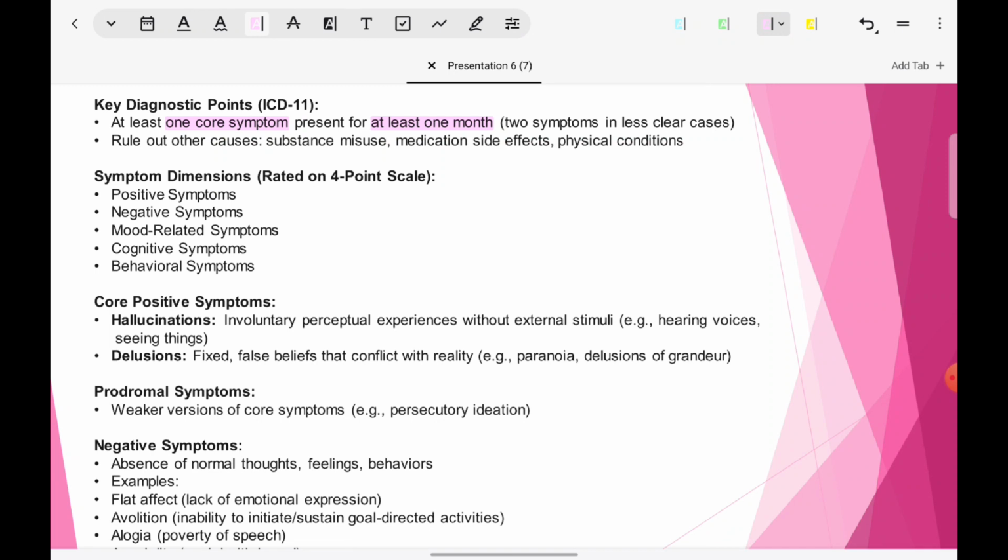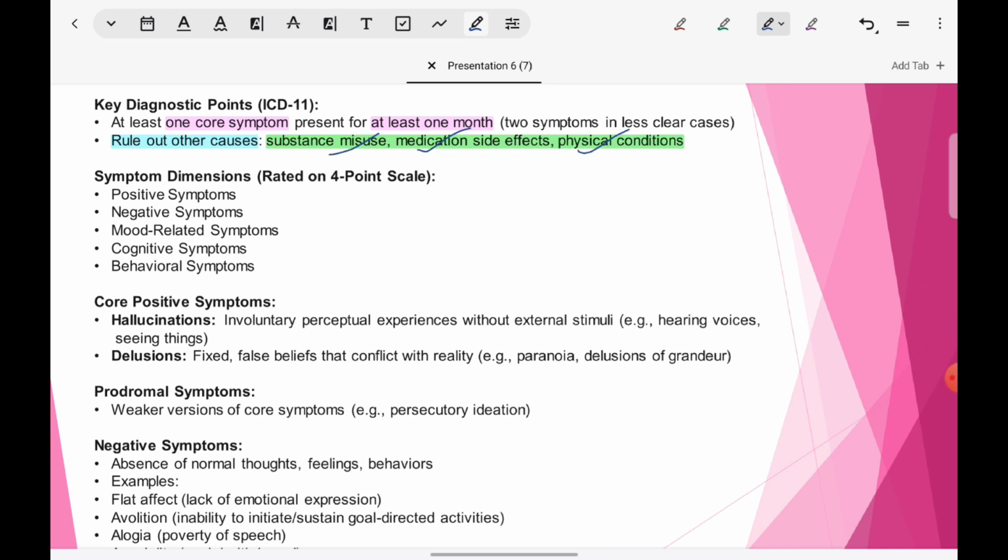Now, what are these other possible conditions? One is substance misuse. The individual might be smoking, drinking, or abusing drugs, or they might be taking some medication for a genuine physical condition, but that might be causing side effects in the form of symptoms which are seen in schizophrenia, or the individual might have some physical condition, a byproduct of which is showing the symptoms of schizophrenia.